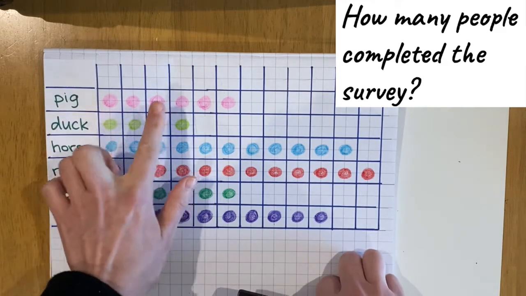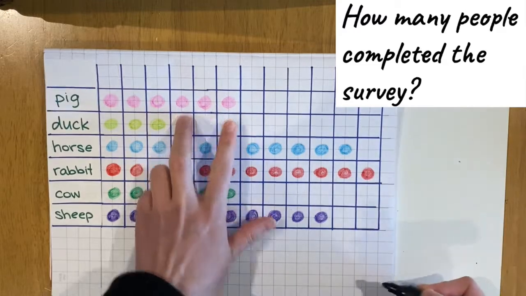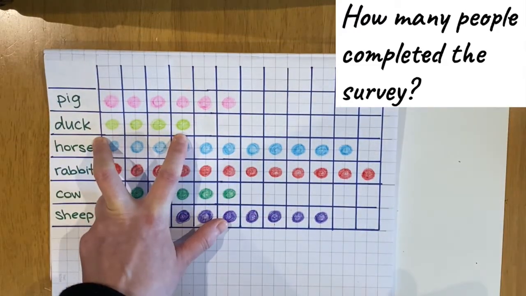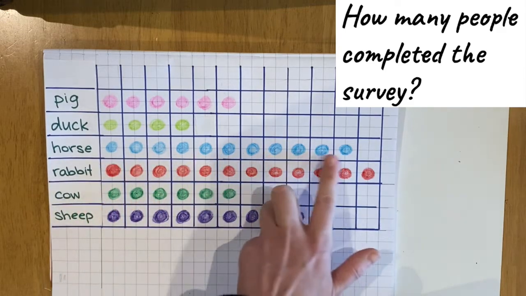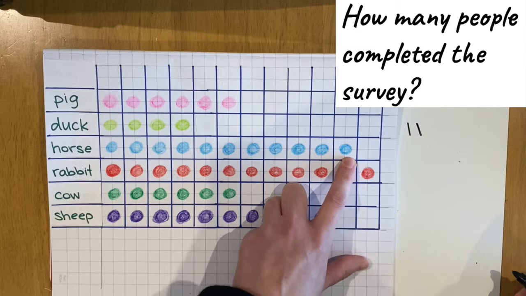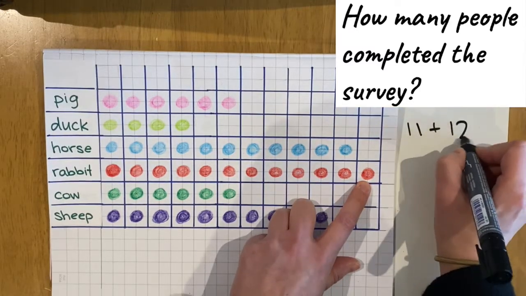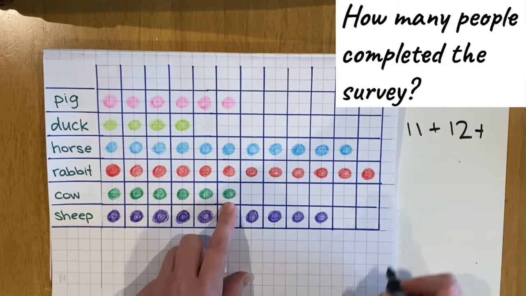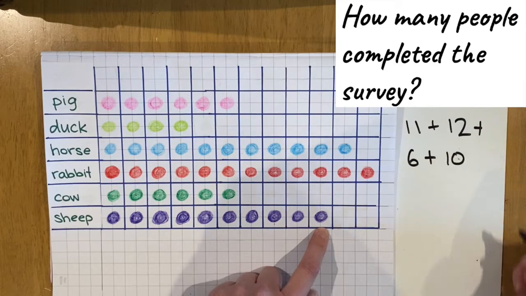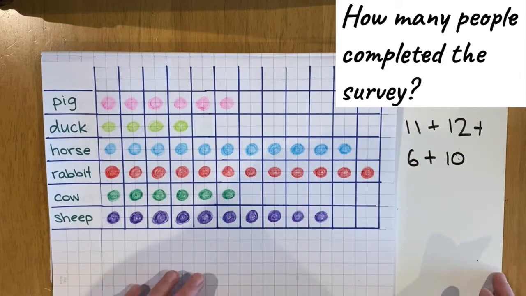So pigs, 3 and 3, so 6 people like pigs. 4 people like ducks, 11 people like horses, 12 people like rabbits, 6 people like cows, and 10 people like sheep. So we're going to add up all of these numbers to find out how many people completed the survey.